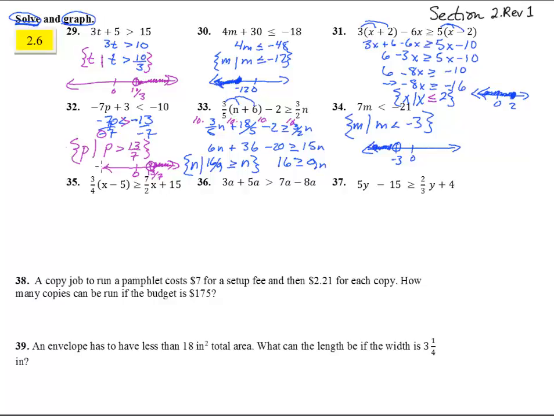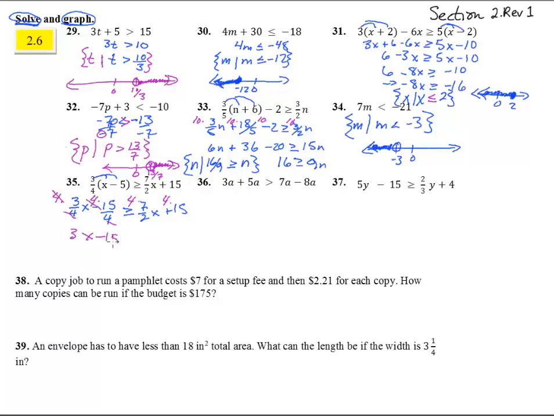Good. Number 35. Let's distribute this 3/5 in. We get 3/4 x minus 15/4 greater than or equal to 7/2 x plus 15. Here we have denominators of 4 and 2. We want to get rid of those. We can do that if we multiply everything by 4, the least common denominator, since 2 goes into 4. So that'll just go away.